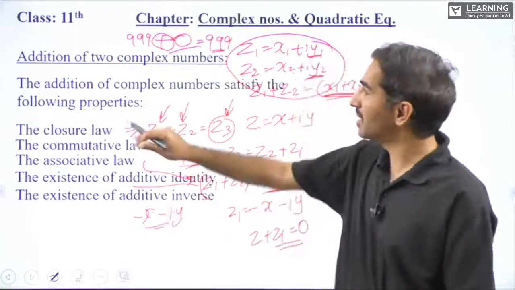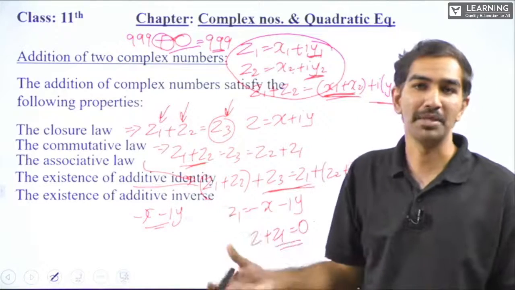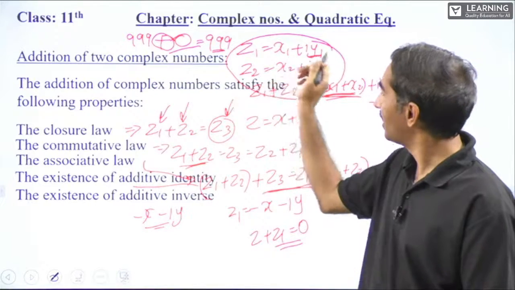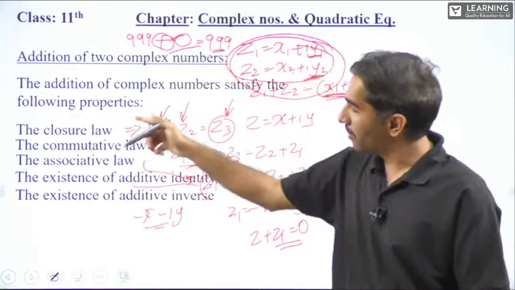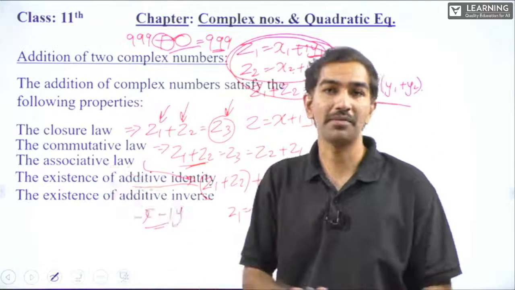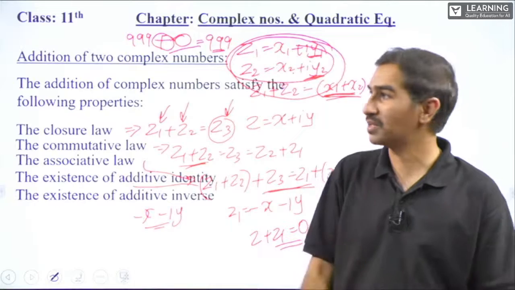Moving on to the next one. So these are basics of complex numbers. Means what? We just now saw how to add complex numbers and what are the properties that is being satisfied by the addition of the complex numbers. Okay, moving on to the next one.